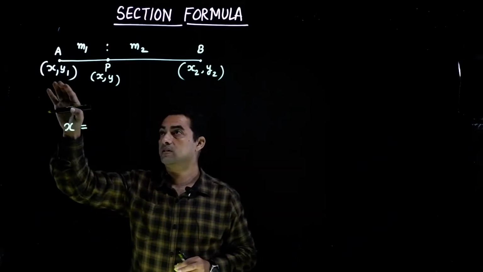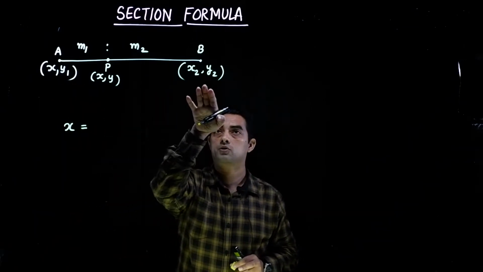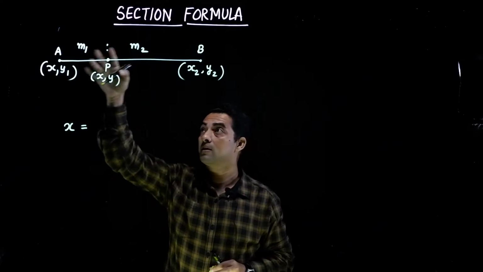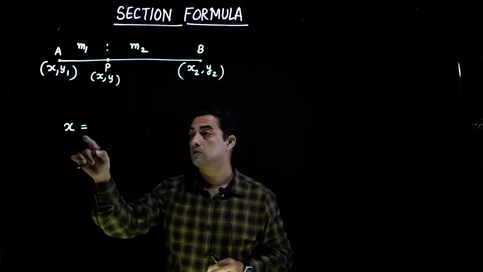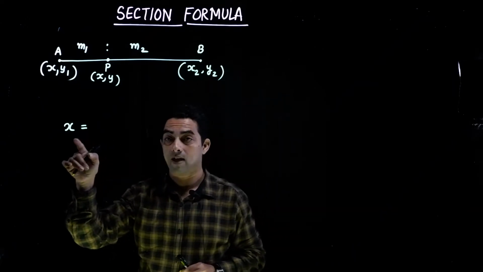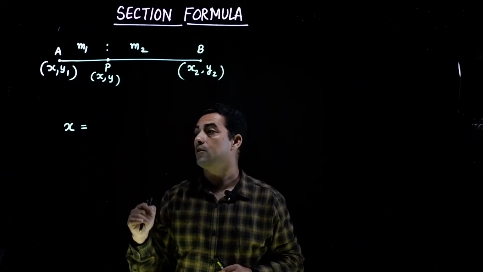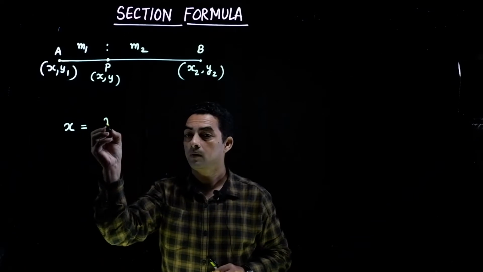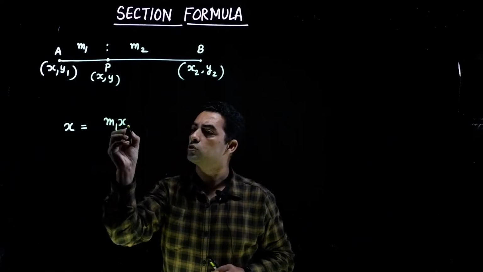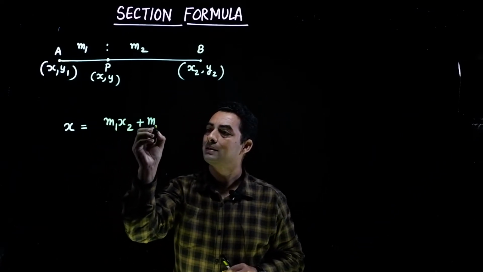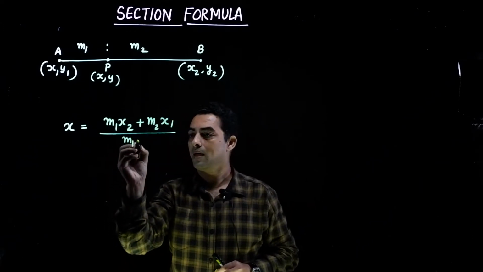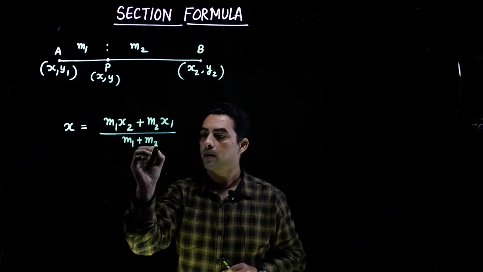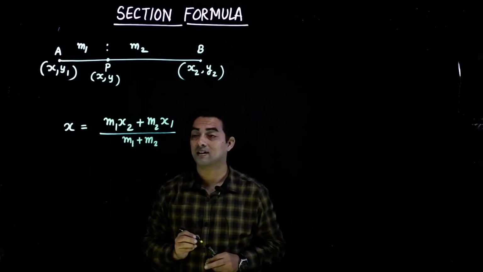You are given the coordinates x1, y1. You are given the coordinates x2, y2. You are even given the ratio m1 is to m2. You need to find out the coordinates of point P, which is x and y. So the value of x can be very easily found out by the formula m1 x2 plus m2 x1 over m1 plus m2.